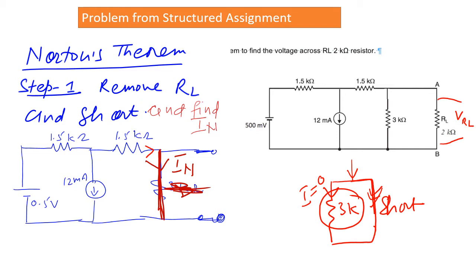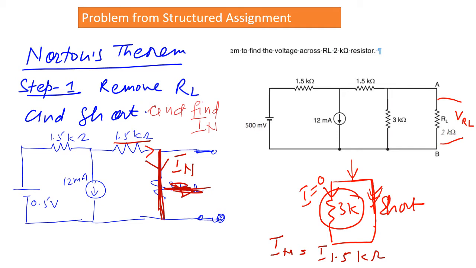Basically, this 1.5 kilo ohm resistor and this wire are in series. So whatever current is coming in the 1.5 kilo ohm, the same current is passing through this wire. So this IN is equal to the current which is passing through the 1.5 kilo ohm resistor. Now this you have to find: the current from this 1.5 kilo ohm resistor.